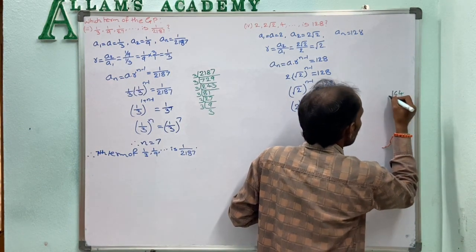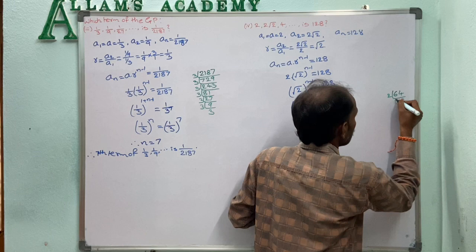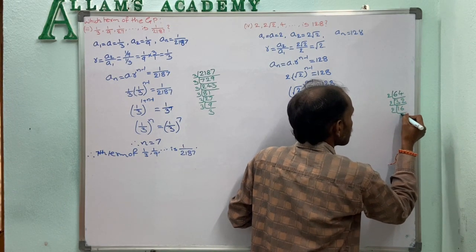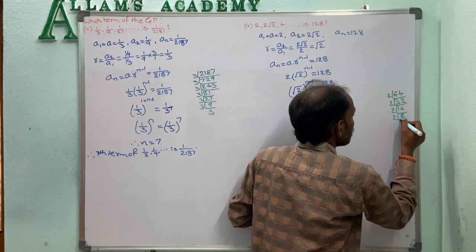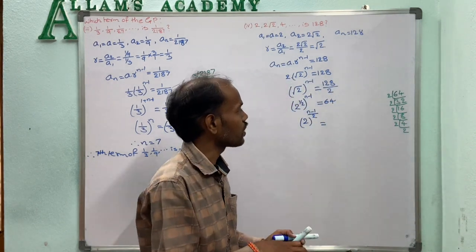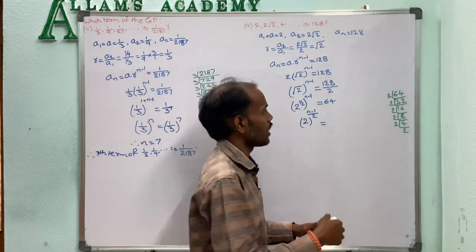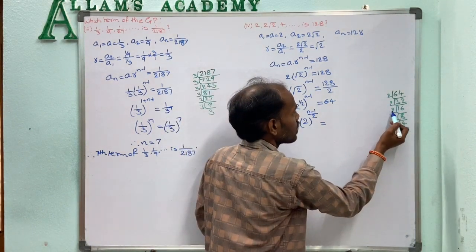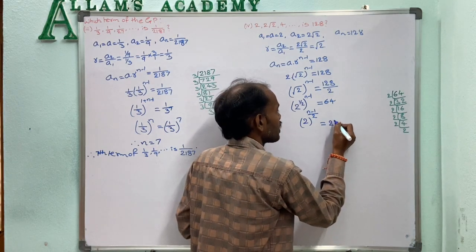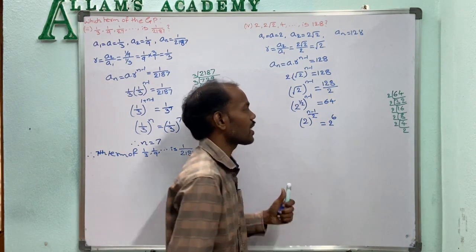64 is 2 32s are 64, 2 16s are 32, 2 8s are 16, 2 4s are 8, and 2 2s are 4. So now 64 can be expressed as 1 2 3 4 5 6, 6 times 2 multiplication, that is nothing but 2 power 6.